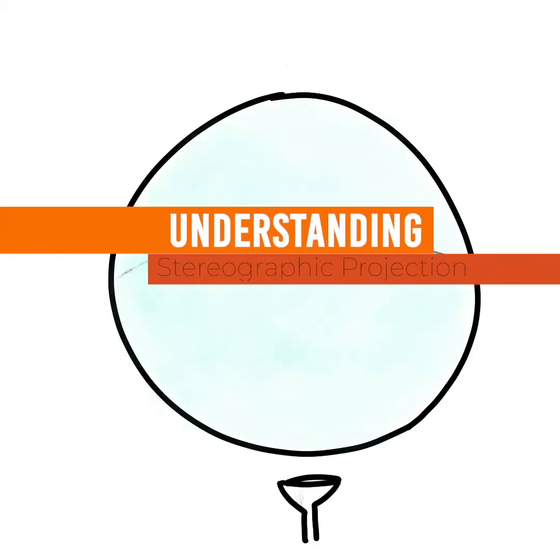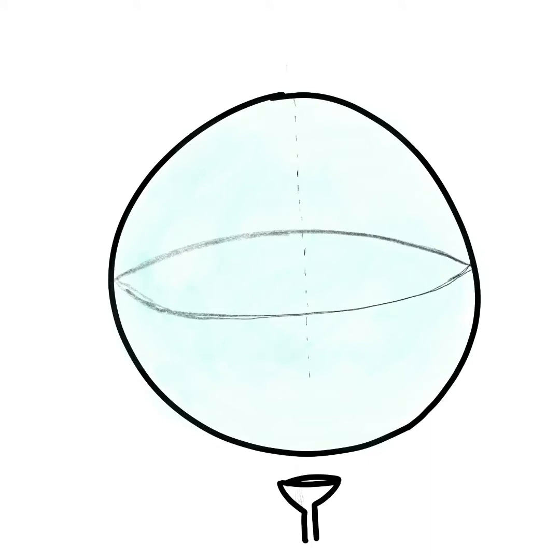Hi guys, you're listening to Sukriti and this video is about what on earth is a stereographic projection. A stereographic projection is defined as a two-dimensional representation of the three-dimensional spherical space. Now, what do we mean by that?